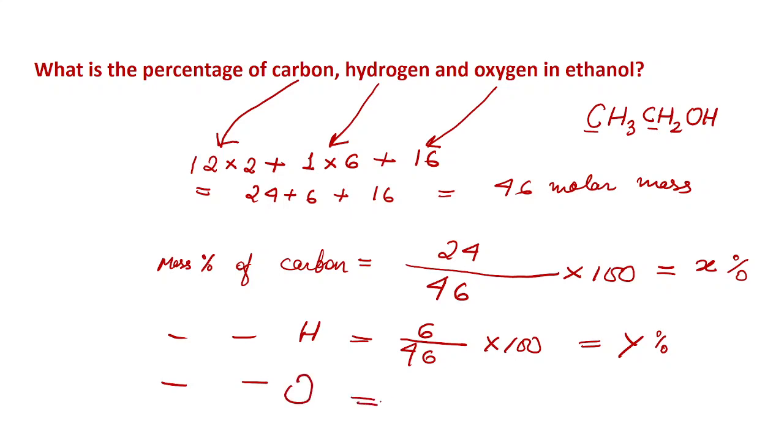So oxygen will be 16 by 46 multiplied by 100. Suppose you will get some z percentage. Now this value of x, y and z you have to determine, and you have to send it to me today during the class hours, that is before 12:30 p.m. You have to send this one to me. Now these were the percentages of carbon.